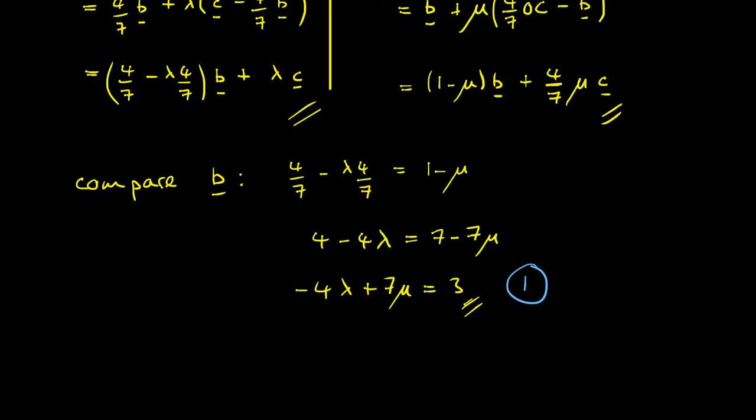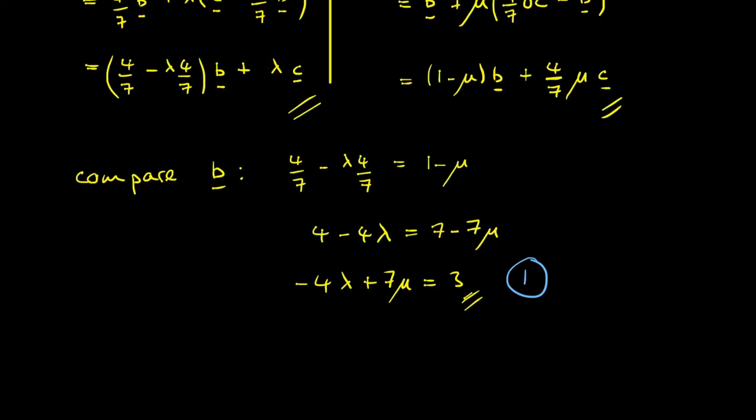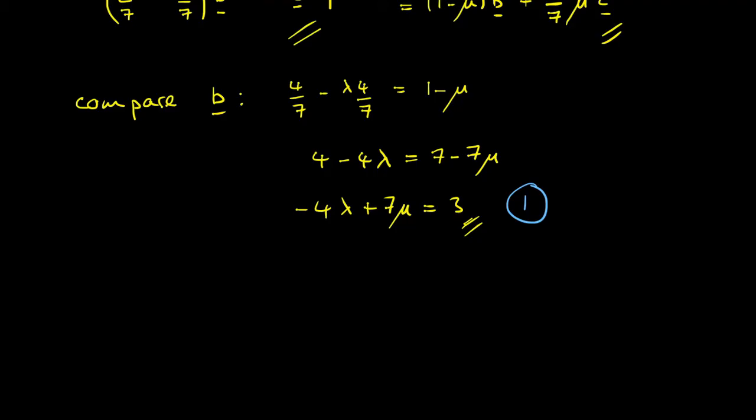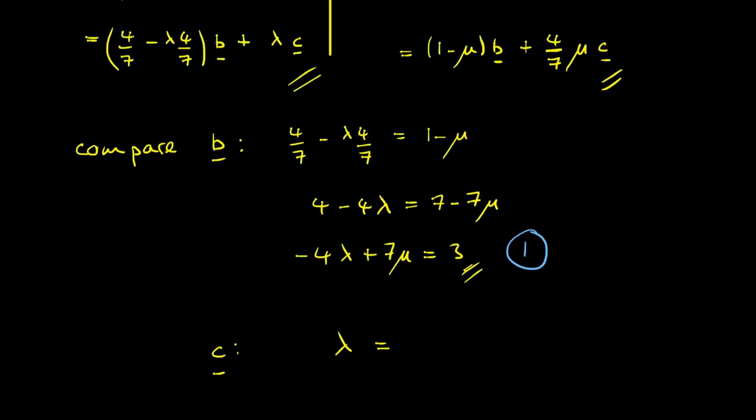And then what I'm going to do is compare the C's. So on the left-hand side, I've got lambda. So I'm going to compare the C's now. So I get lambda is equal to 4/7 of mu, right? 4/7 of mu.